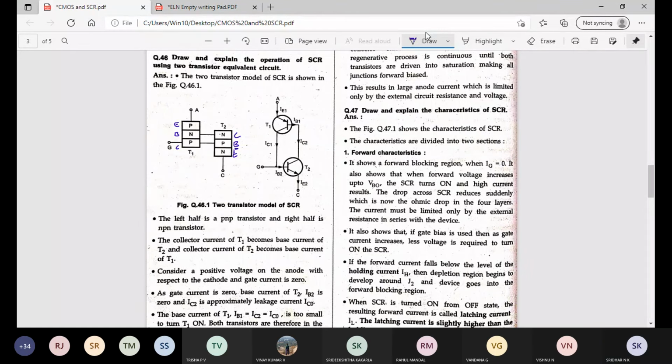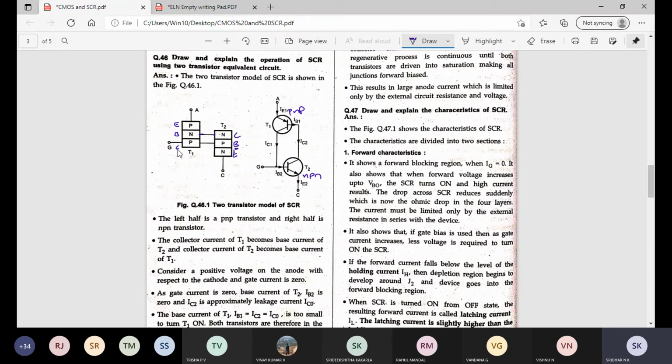Now, if you just observe this properly, the base of PNP transistor, so this is the base, is connected to collector. Can you notice here? This is PNP transistor, and this is NPN transistor. The base of PNP transistor is connected to collector of NPN transistor.